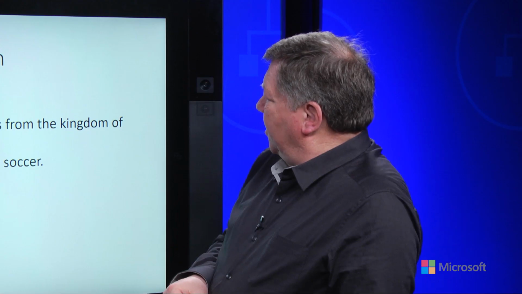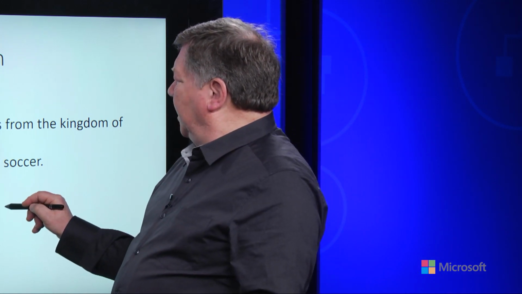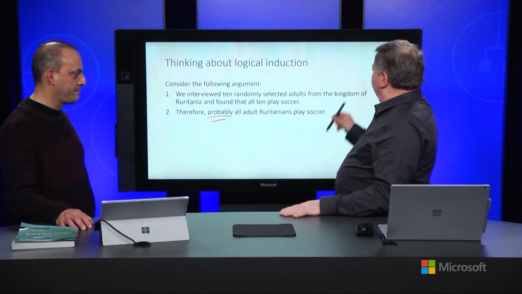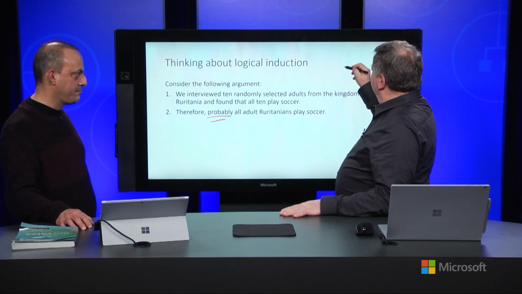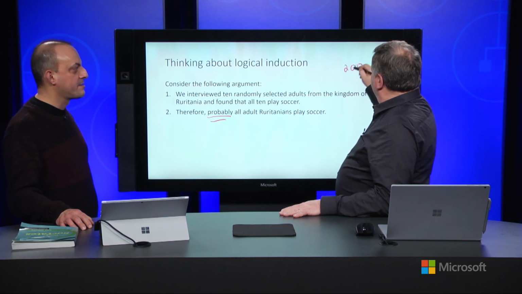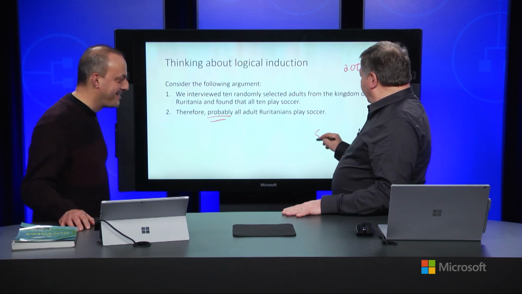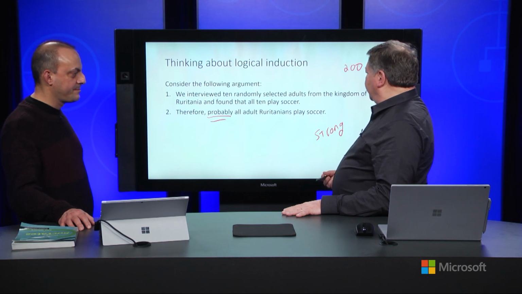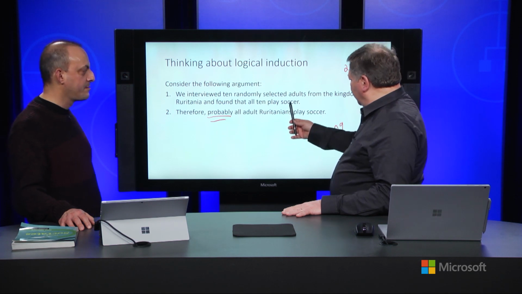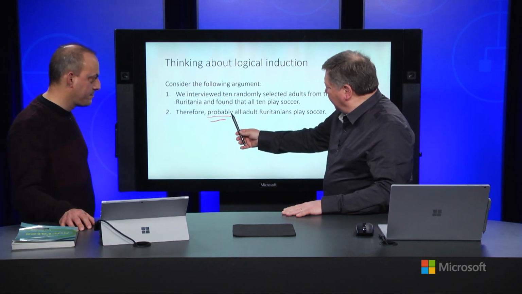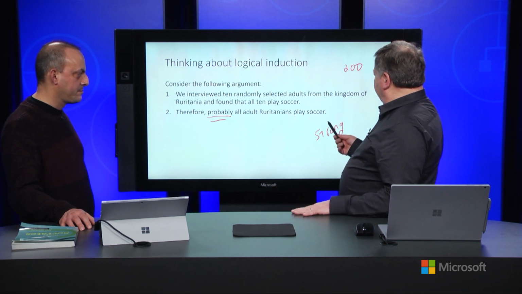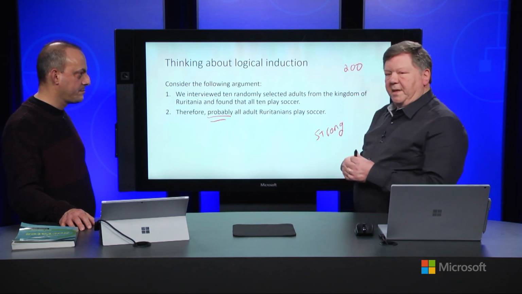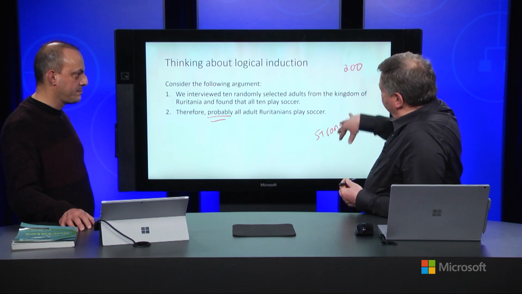And so that argument, well, it depends on how big the kingdom is. Let's say the kingdom of Ruritania only has 200 people. Yes, it's a very small kingdom. I would call that a pretty strong argument because the premises, if true, make it somewhat probable, above 50%, that all adult Ruritanians play soccer. That's a fairly strong argument.